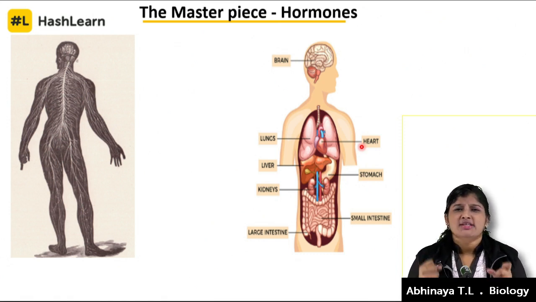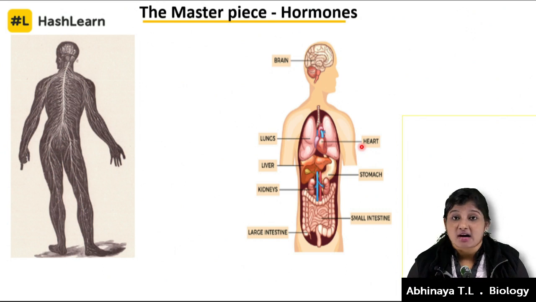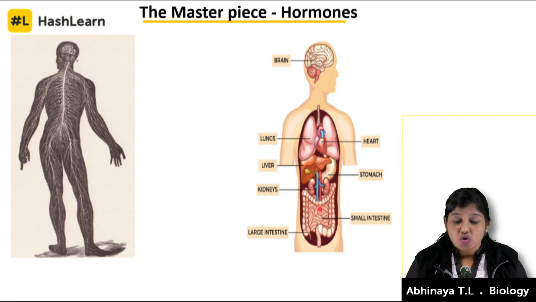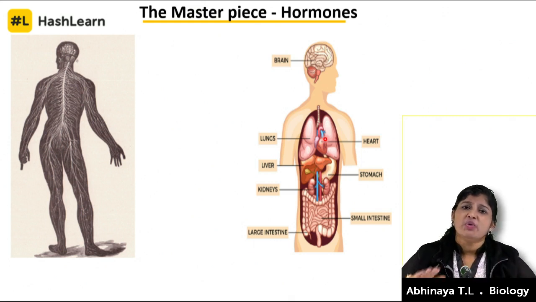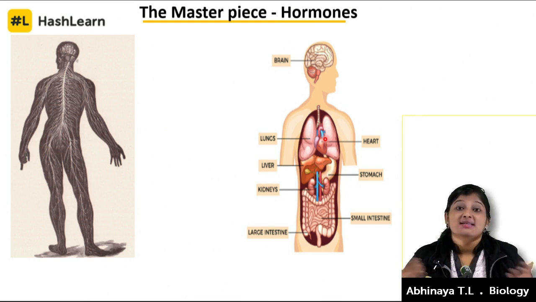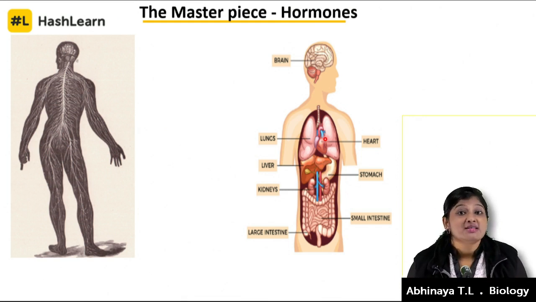So what is needed for a human being to live properly is the coordination between the nervous system, which I've been showing on the left side, and the endocrine system. These are all the organs. There are specific glands which are called endocrine glands, and I'll show you what they are. So coordination between the nervous system and the endocrine system makes our life easy. We have balanced physiological activity in our life.